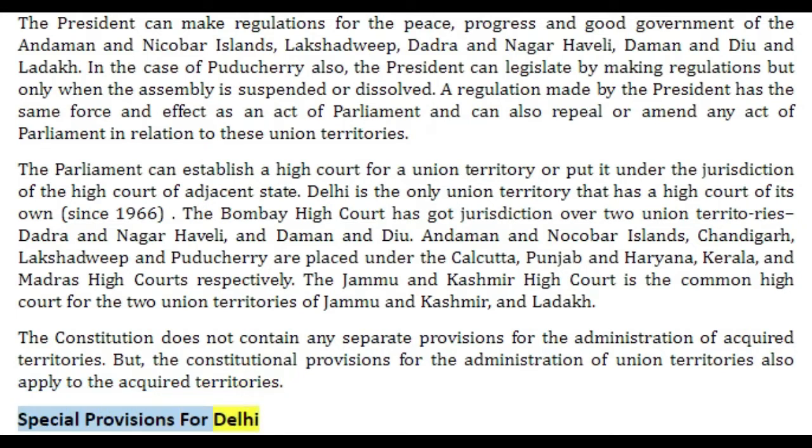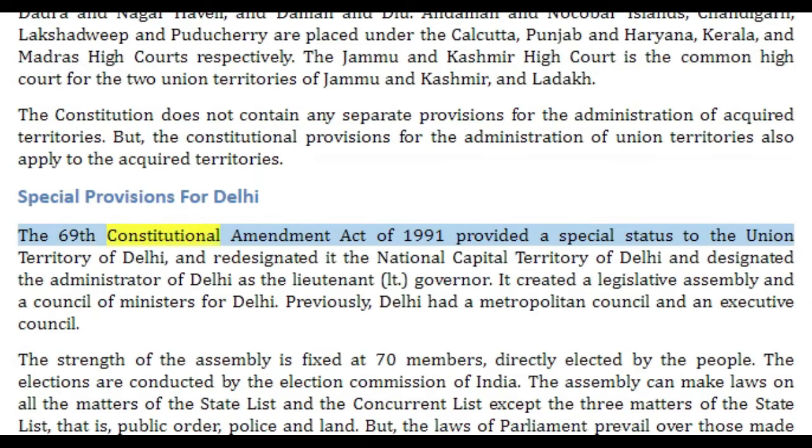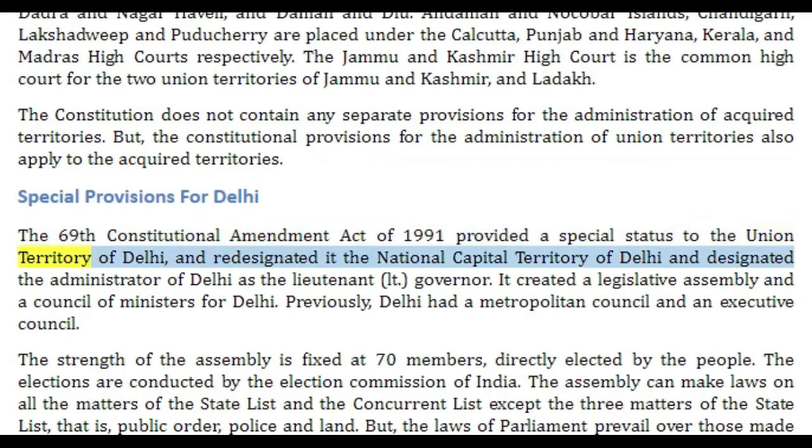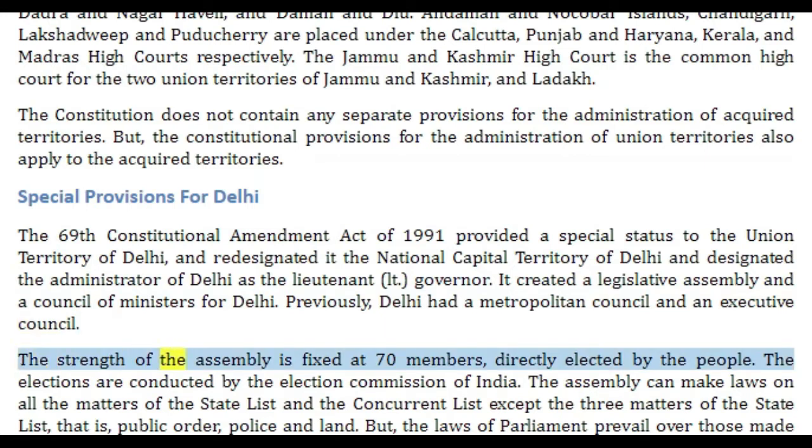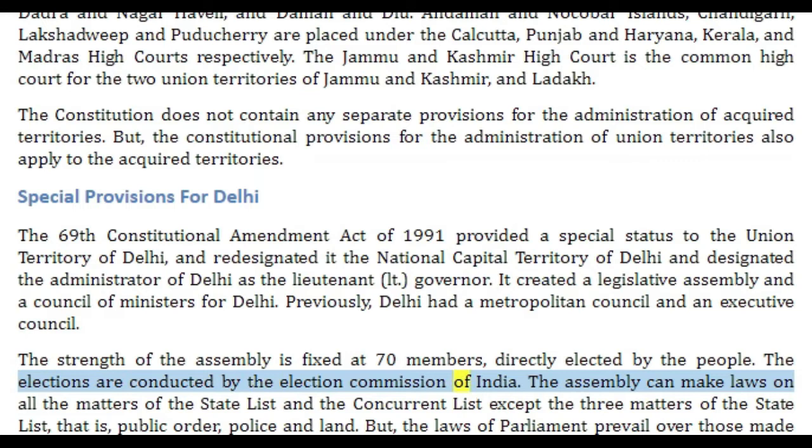Special provisions for Delhi. The 69th Constitutional Amendment Act of 1991 provided a special status to the Union Territory of Delhi, and redesignated it the National Capital Territory of Delhi and designated the Administrator of Delhi as the Lieutenant, LT Governor. It created a Legislative Assembly and a Council of Ministers for Delhi. Previously, Delhi had a Metropolitan Council and an Executive Council. The strength of the Assembly is fixed at 70 members, directly elected by the people. The elections are conducted by the Election Commission of India.